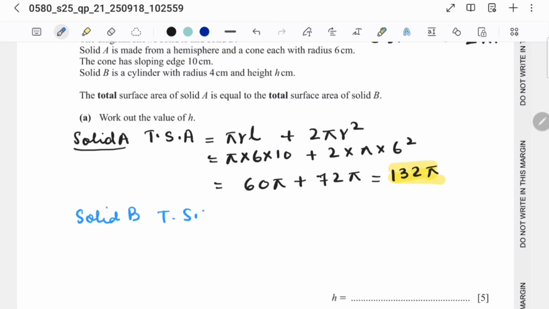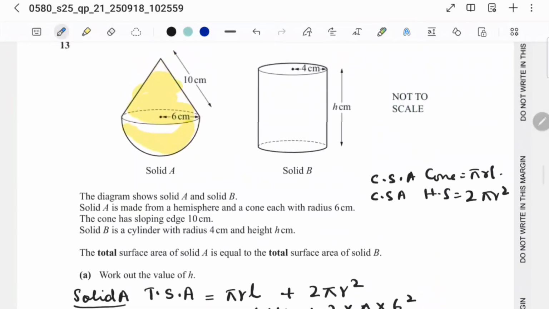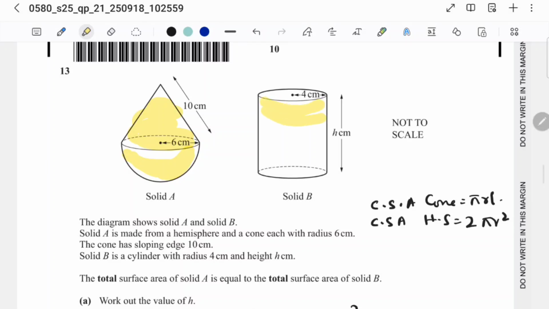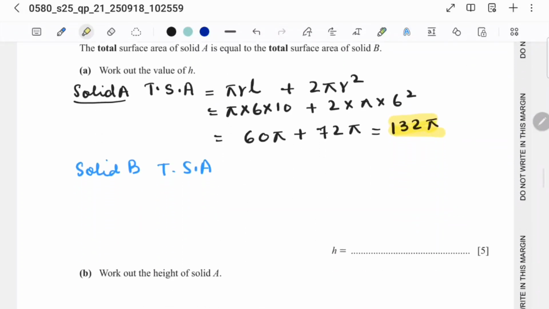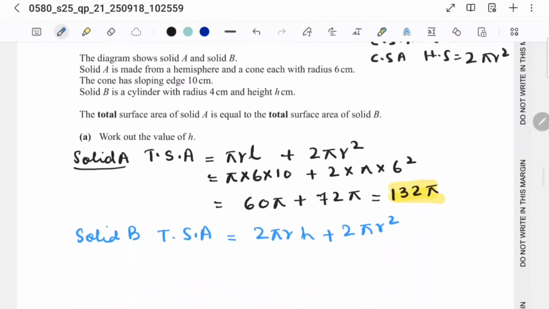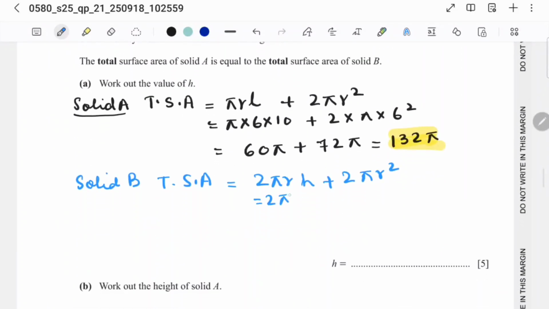Total surface area. This is the hemisphere. Hemisphere means you have the curved surface area of the cylinder, which is 2 pi r h, and the top and the bottom is pi r square, so that both will become 2 pi r square, or you know that 2 pi r into (h plus r), whatever you want, you can do this. So 2 pi r h is the curved surface area, and the top and the bottom will become 2 pi r square, where the radius is 4 and the height is h.